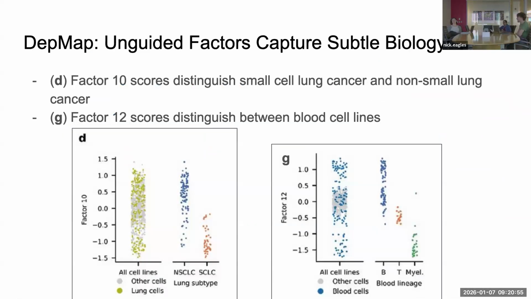Now I'm jumping to a different application that they have in this paper. They covered a few different data sets. This is also cancer related. This is the cancer dependency map. I'm going to skip over the background of this data set and focus on the findings that they pointed out were most interesting here.